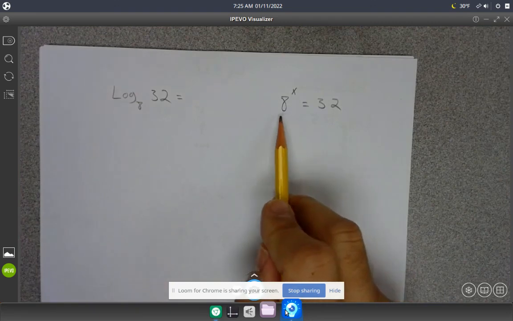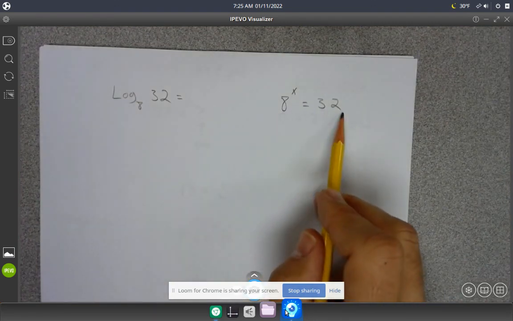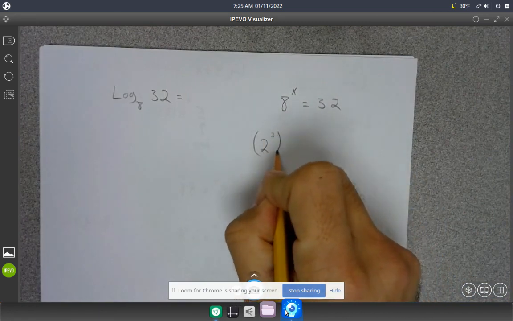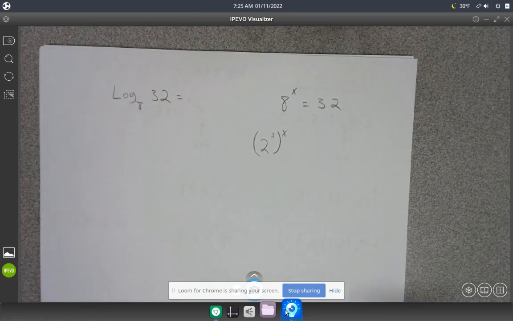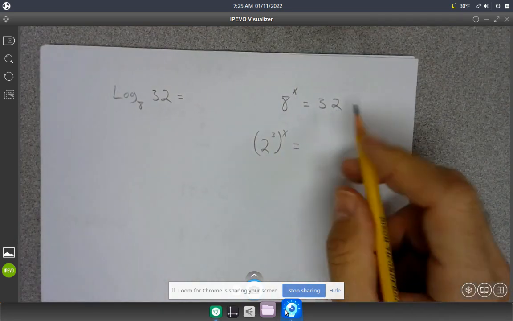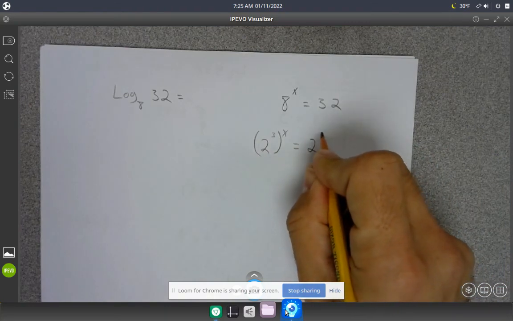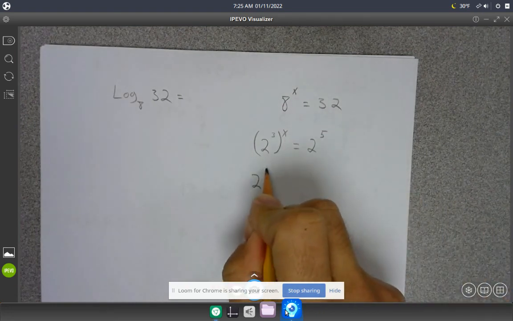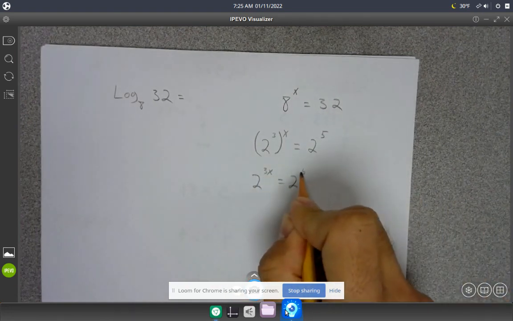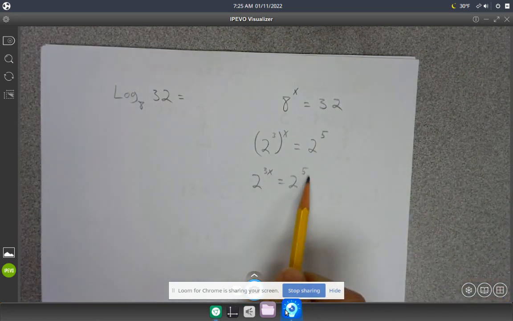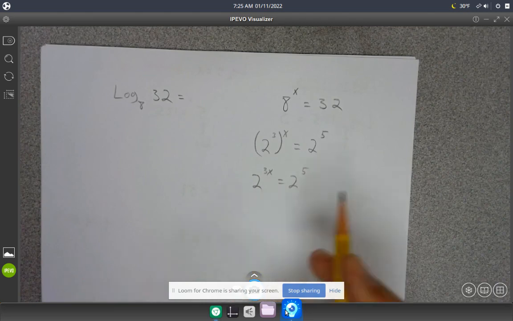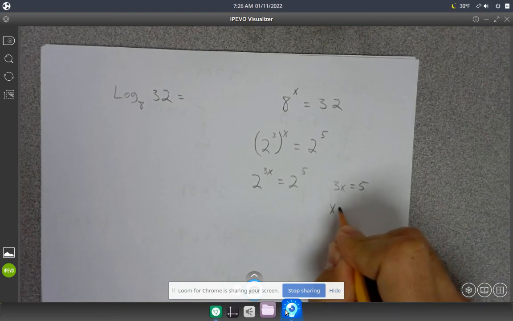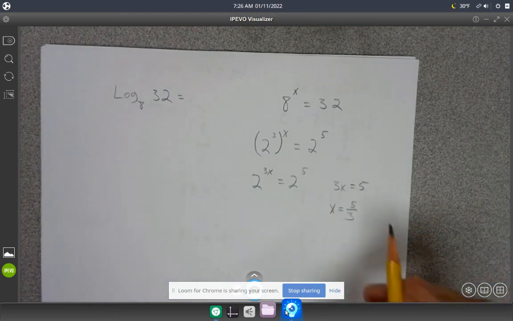But we can take each of these and rewrite them as a power of 2 to figure out what x is. 2 to the third power is equal to 8, so I'll just replace the 8 with the 2 to the third power. And I can express 32 as a power of 2. It would be 2 to the fifth power. Power to a power, you'll multiply the exponents. 2 to the 3x is equal to 2 to the fifth. All right, and now you can equate these two exponents since the bases are the same. You've got 3x is equal to 5. Therefore, x is equal to 5/3.